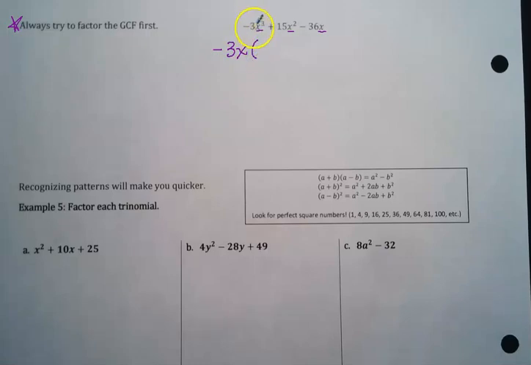Okay, so negative 3x cubed divided by negative 3x leaves us with x squared. 15 divided by negative 3 is going to leave me with a negative 5. X squared divided by x leaves me with x. Negative 36 divided by negative 3 is going to leave me with a positive 12. X divided by x leaves me with no variable. Okay, so that's much easier.